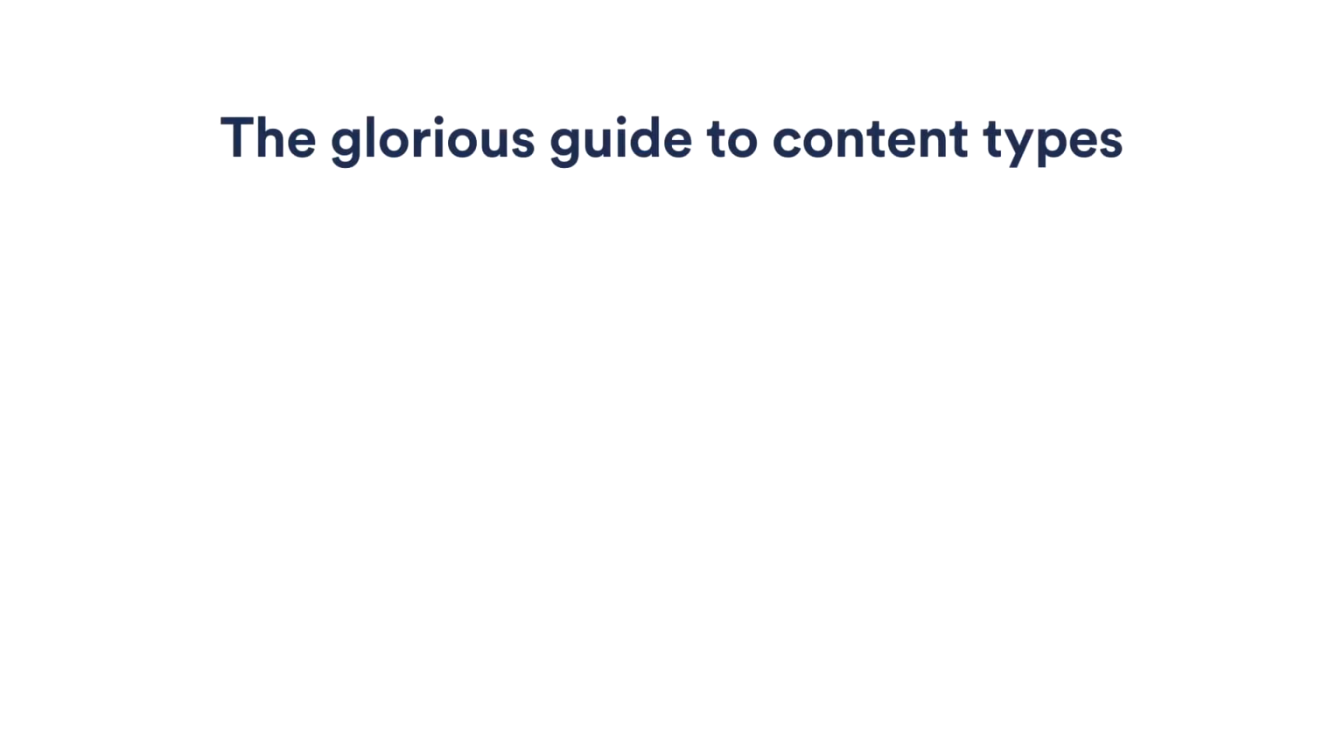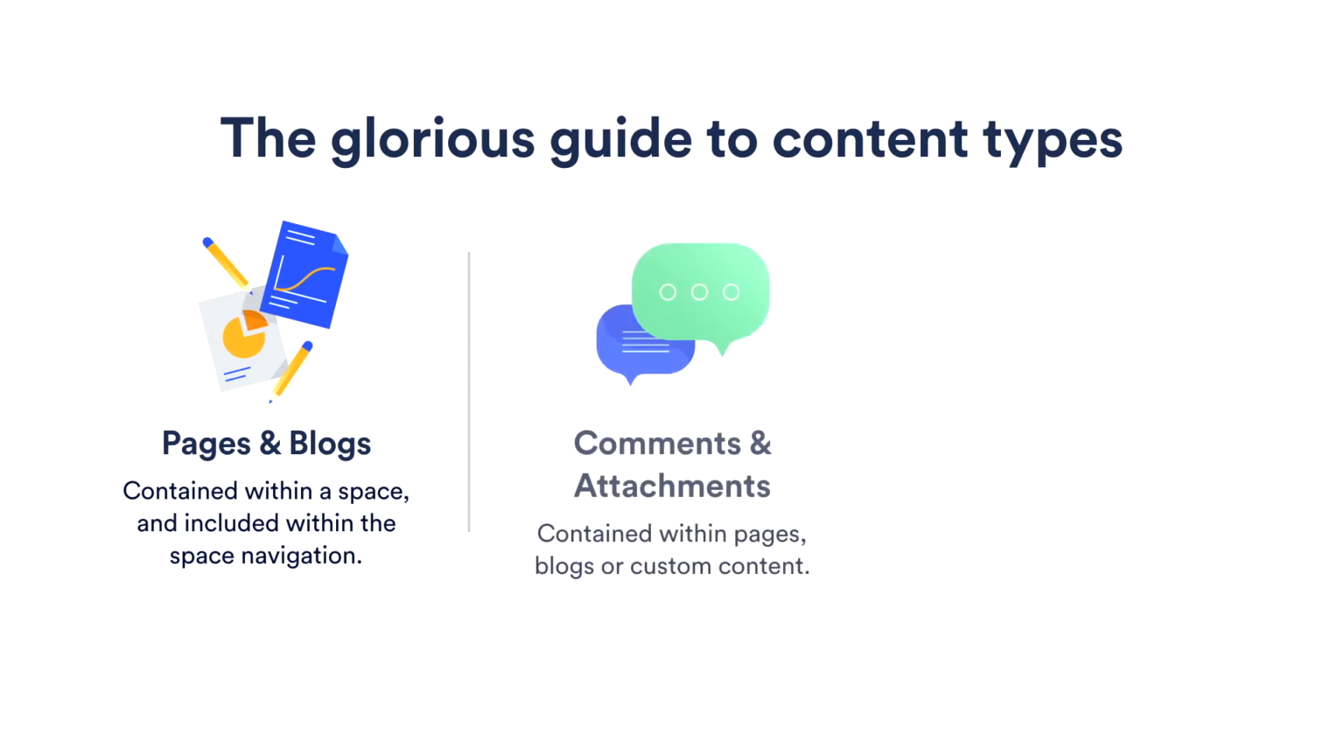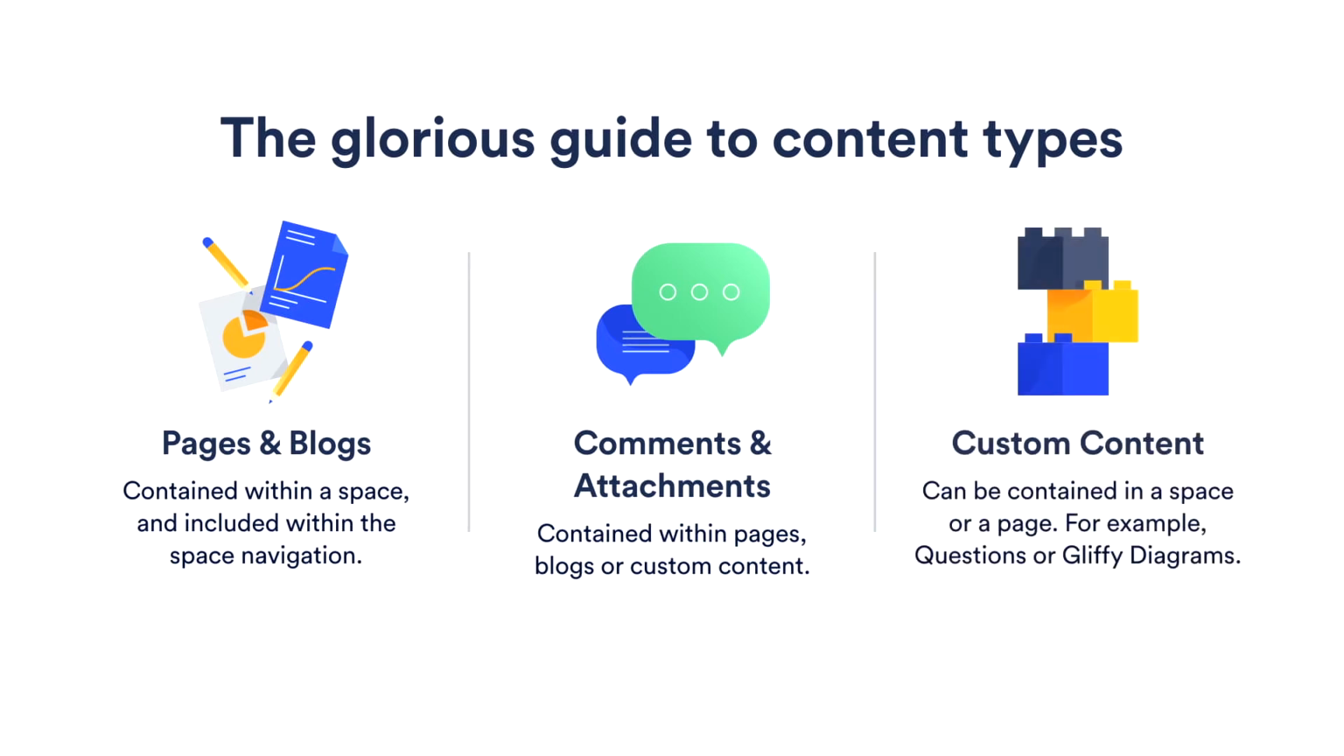Just to explain what I'm talking about when I talk about content types: within Confluence we have top-level content types, which are pages and blogs, and those are contained within a space. We then have content types that are contained within another content type, things like comments and attachments, and those use the life cycle and restrictions of their containing content types. And then custom content can take the form of either top-level content, like pages, or you can create custom content which is contained within another content type.